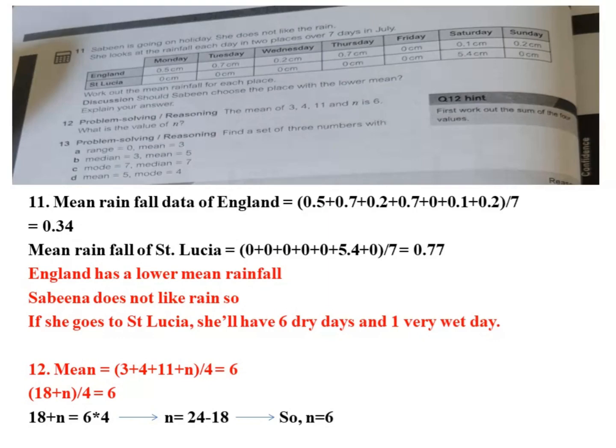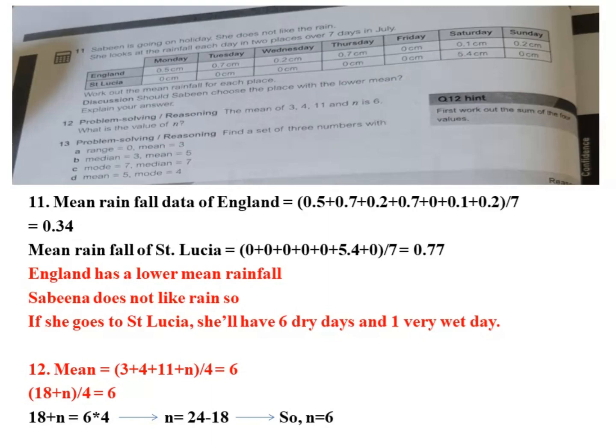Now let's take a look at question number 12. It's quite a tricky question, but I will let you know how to solve it very easily. The problem says the mean of 3, 4, 11 and an unknown number n is 6. Find the value of n. The first thing we have to do is rewrite the mean equation as 3 plus 4 plus 11 plus n, divided by 4, equals 6.